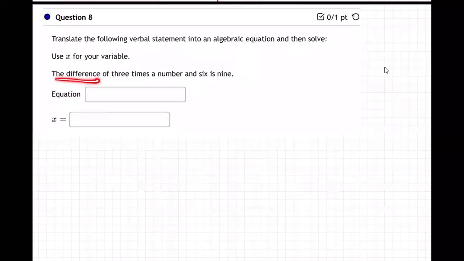Okay, so the difference of 3 times a number and 6 is 9. Again, we're using x for our variable. We're supposed to translate this into an algebraic equation and solve. Okay, what does difference mean?